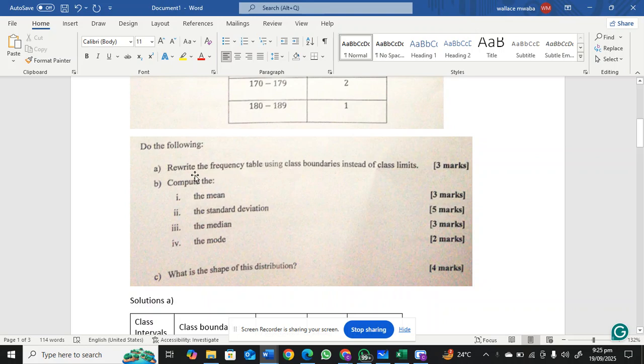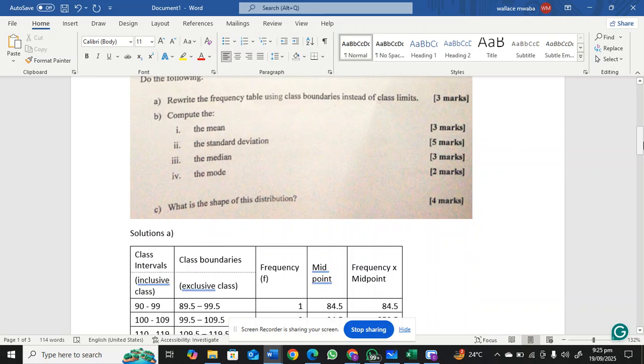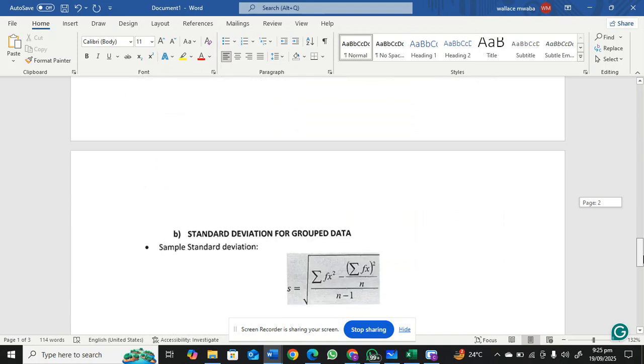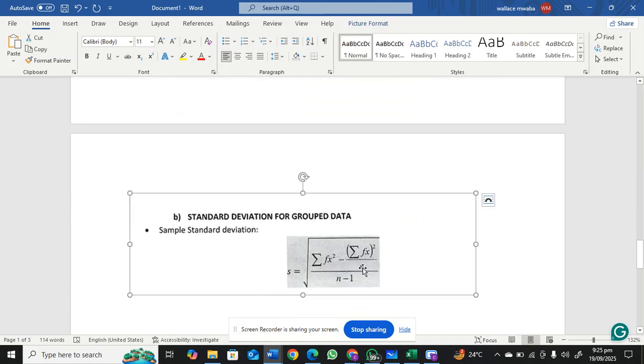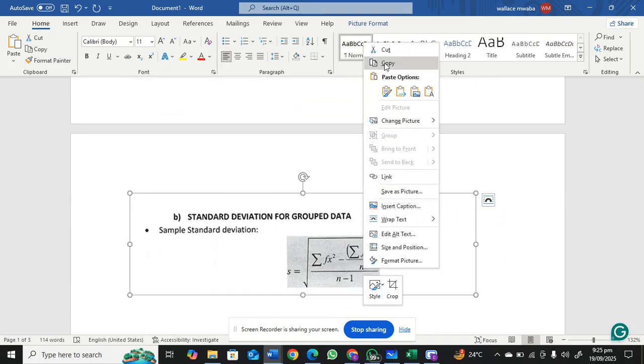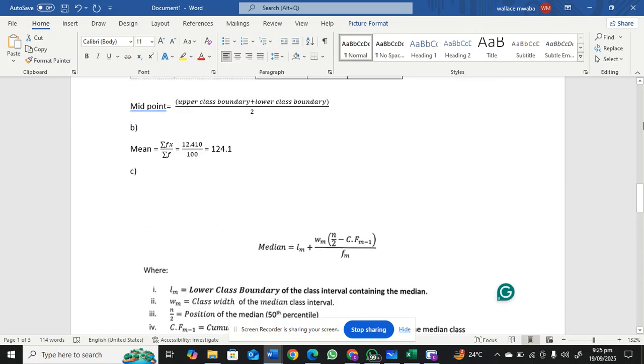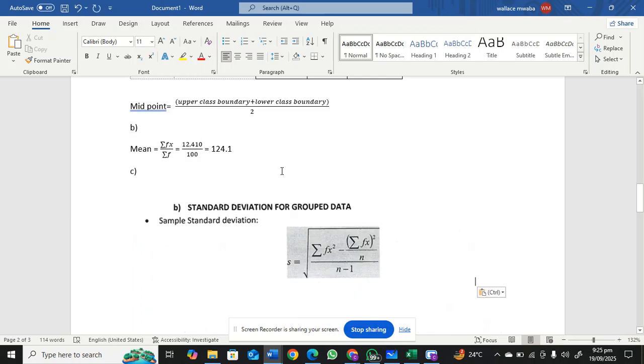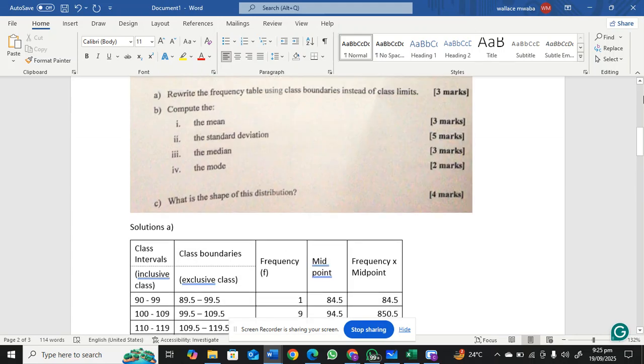So we're on part B here. We already calculated the mean. So today we're now calculating the standard deviation. Standard deviation is basically how far the data points are from the mean. So this is the formula for standard deviation. Okay, so we get our table here.